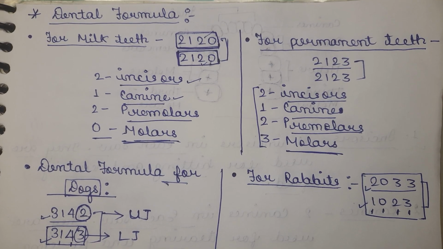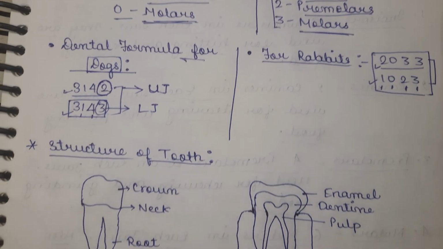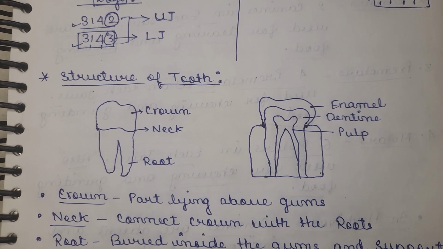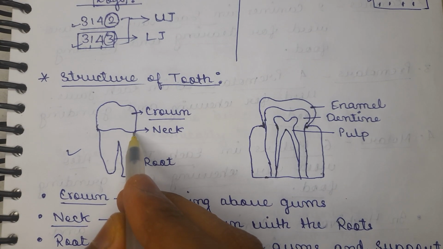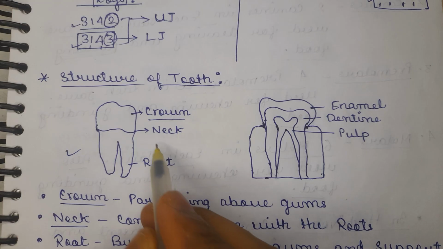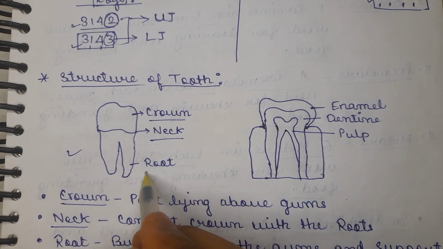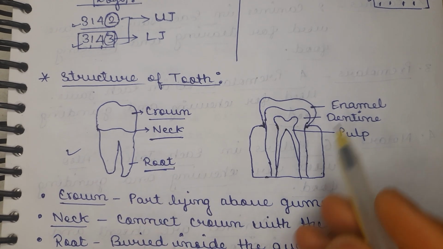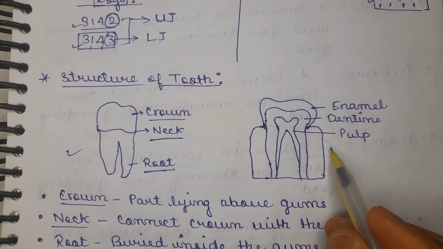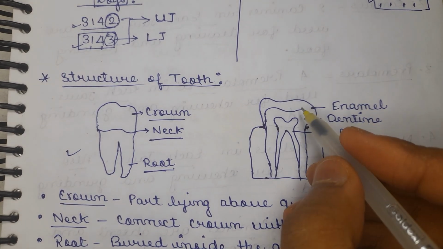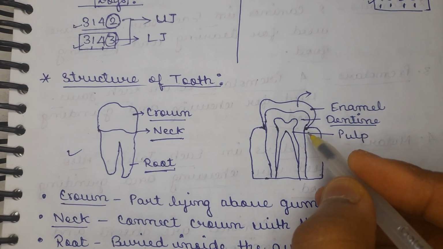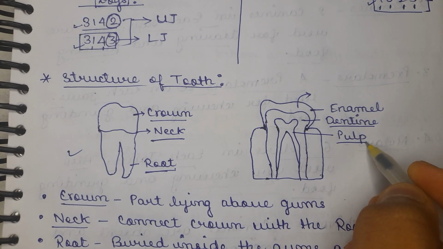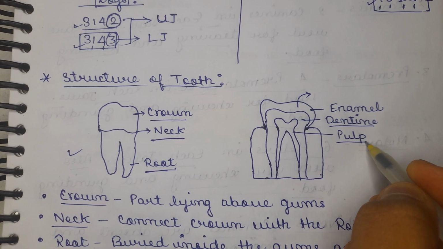Now moving to our next topic, the structure of the tooth. We need to understand the diagram. The first diagram shows that the upper part is known as the crown, the center region that connects the crown and the roots is the neck, and at the end there is a root that connects with the gum. This is the vertical section of the tooth. Here the first layer is the enamel, the second layer inside the enamel is dentine, and inside the dentine there is pulp, also known as the pulp cavity, which connects with several blood capillaries.